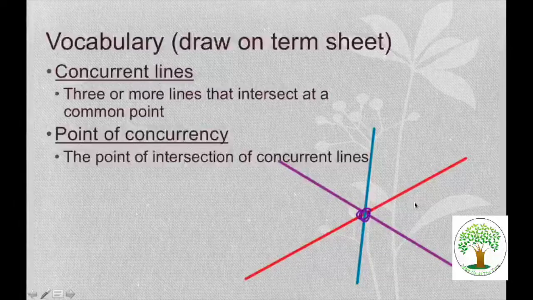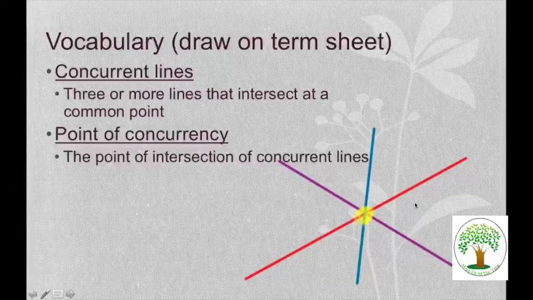Wait, is this number 5? I think you just did number 5 and 6. We have concurrent lines. These are concurrent lines because they meet at one point. And that point where they meet is the point of concurrency. Right? I shouldn't do red. Do yellow. Your point of concurrency. I got a humongous point. All right.